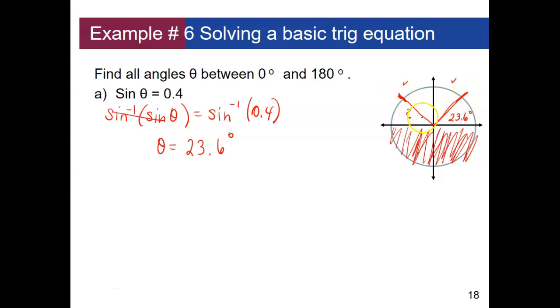The way that I'm going to find that, because this angle and this angle are actually identical, is in the first quadrant, it's the angle I get, but in the second quadrant, I'm going to say 180 minus the 23.6. And that's going to give me 156.4 degrees. So basically, both 23.6 and 156.4, the sine of those two angles is going to give me a value of 0.4.